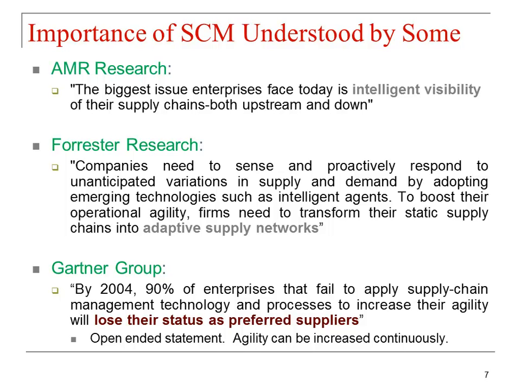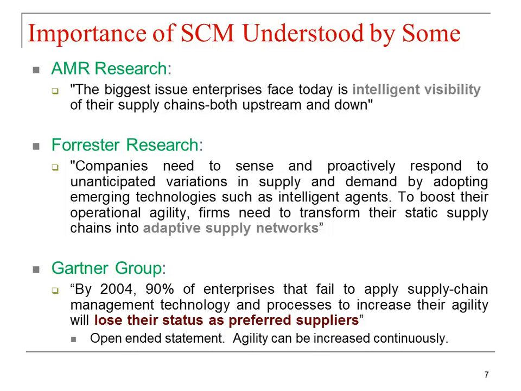The importance of supply chain management is understood by some of the companies. According to AMR Research, the biggest issue enterprises face today is intelligent visibility of their supply chains, both upstream and downstream, so from the manufacturer to the customer, from the customer to the manufacturer. Companies need to sense and proactively respond to unanticipated variations in supply and demand by adopting emerging technologies such as intelligent agents to boost their operational agility. Firms need to transform their static supply chains into adaptive supply chains or networks.